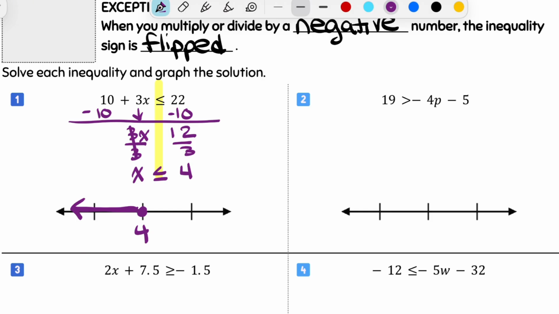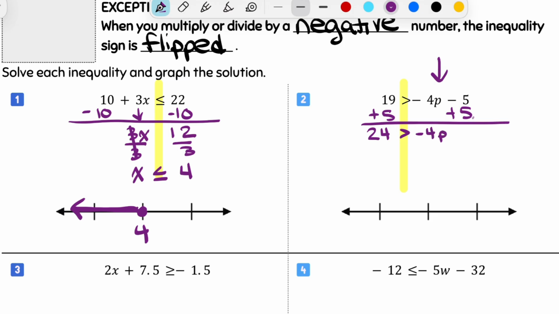Going on to number 2. In problem 2, my variable is on the right. So eventually we are going to have to reverse it because it is so much easier to graph with the variable on the left. But let's tackle it from the beginning. So here is where my inequality sign is. Keep both sides balanced. I have a negative 5, or subtract 5, so I need to add 5 to both sides. 19 and 5 is 24, greater than negative 4p, which I'm going to bring down.